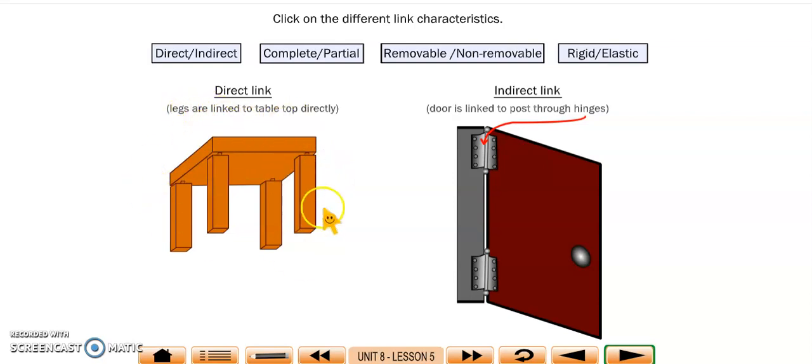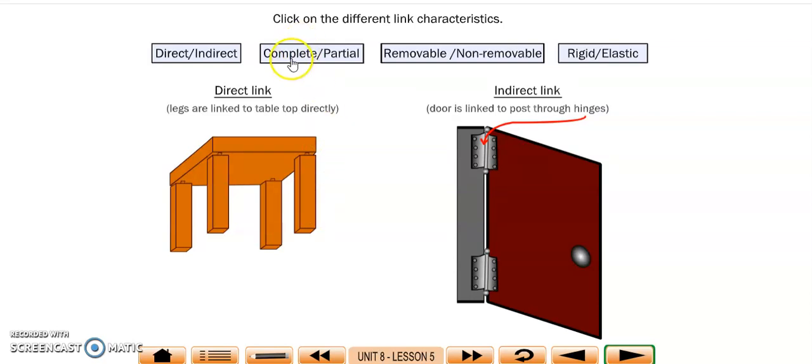If you take a look at this particular type of table, the legs just directly attach to the top, and there's nothing else attaching them together. It really just fits in. On the contrary, here an indirect link indicates that you need an actual hinge, so a third piece to attach the door to the wall or the frame that's surrounding the door. So you see the difference? We need a third piece, and this is why it's called an indirect link. On the left side here, it is direct because there is no third piece. It is actually made so that it fits directly into the top.